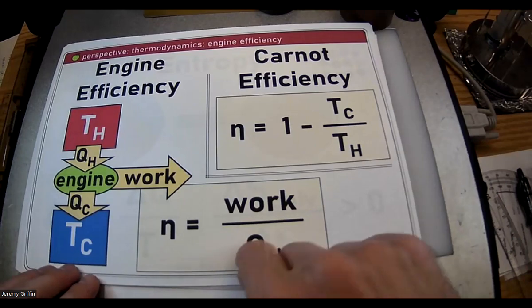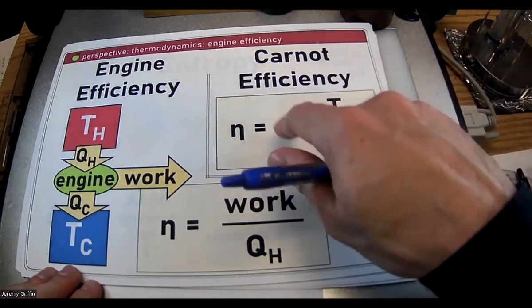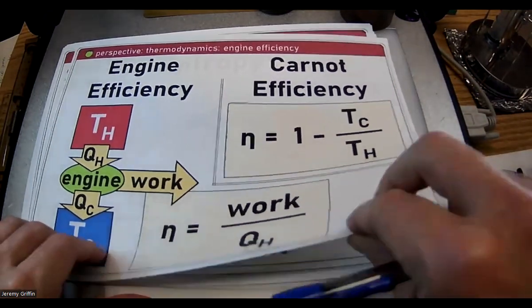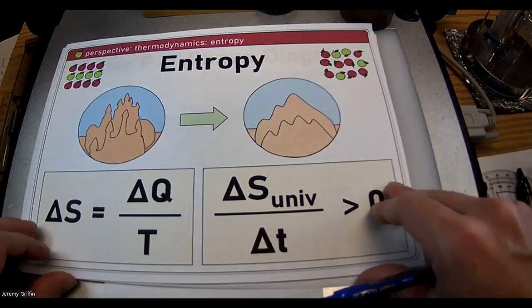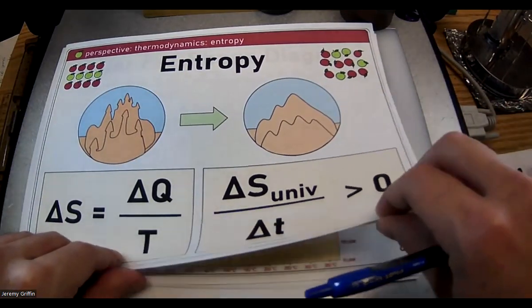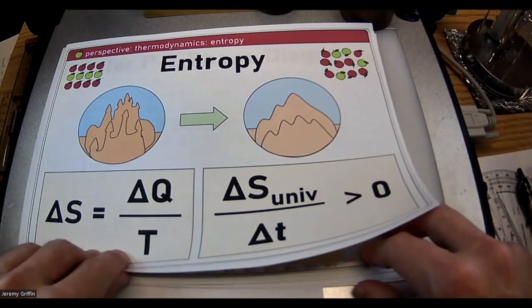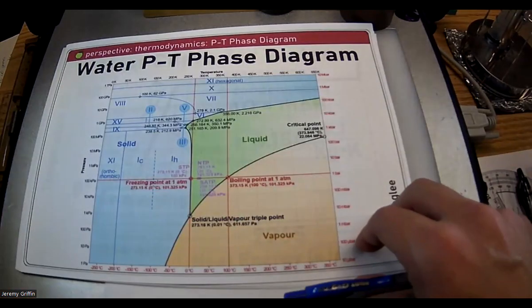Engine efficiency. So here's in general how to get it. Here's specifically for say like a Carnot cycle, which is a specific example of that. You guys remember entropy is related to the second law of thermo, right? Entropy always increases in the universe. Right? Thermodynamic processes head one way.